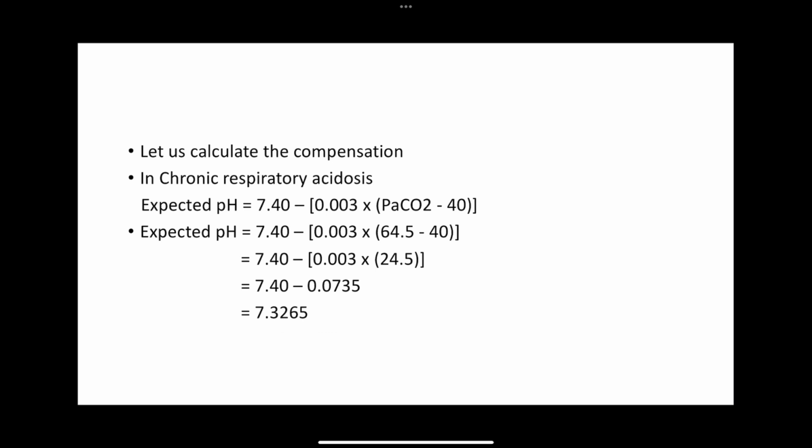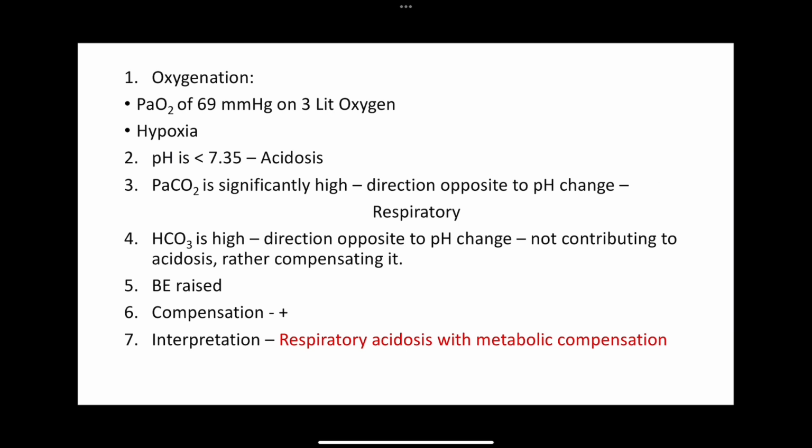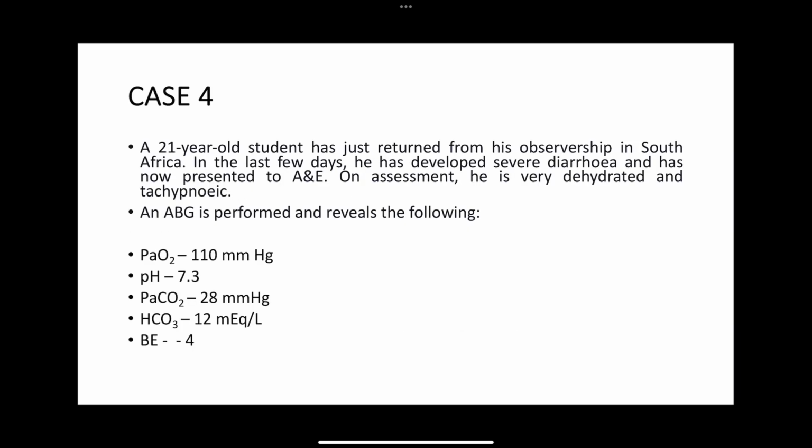If this derangement in CO2 was acute, there would not have been time for a compensatory response from the metabolic system. So this is compensated and it is respiratory acidosis with metabolic compensation. Coming to case 4, a 21-year-old student has just returned from his observership in South Africa.